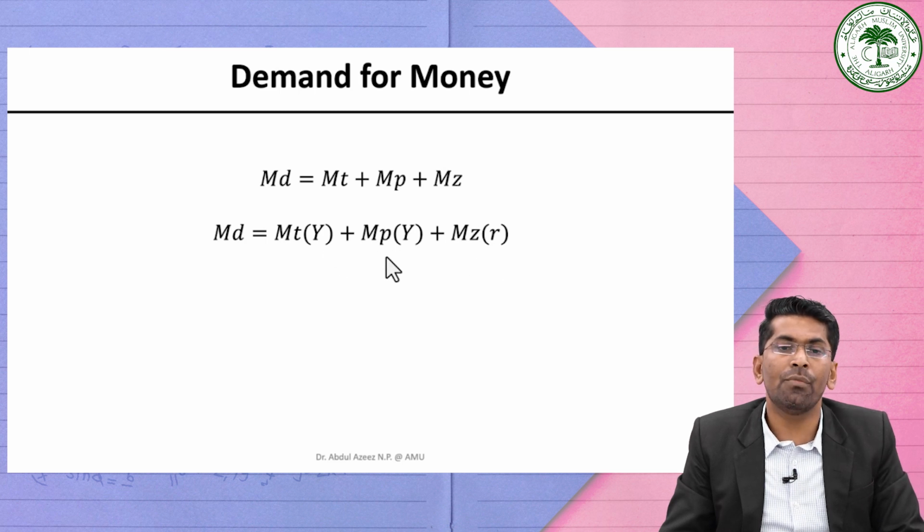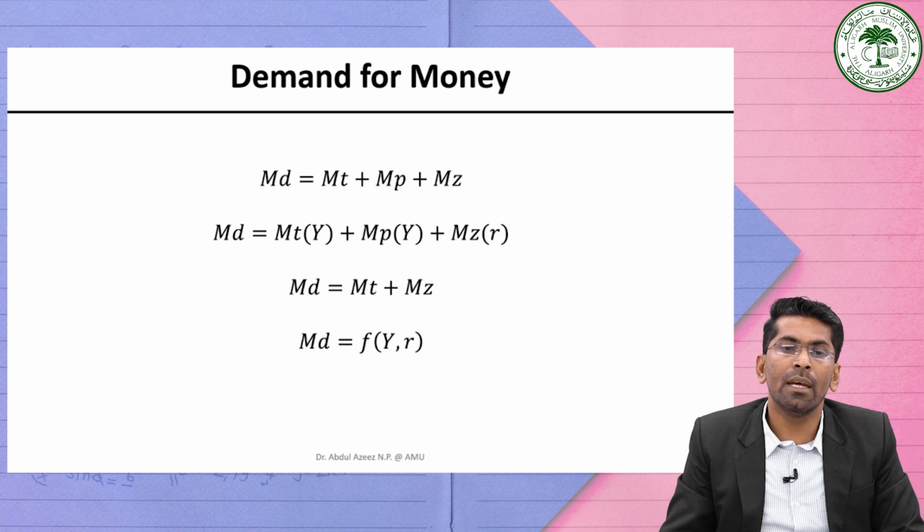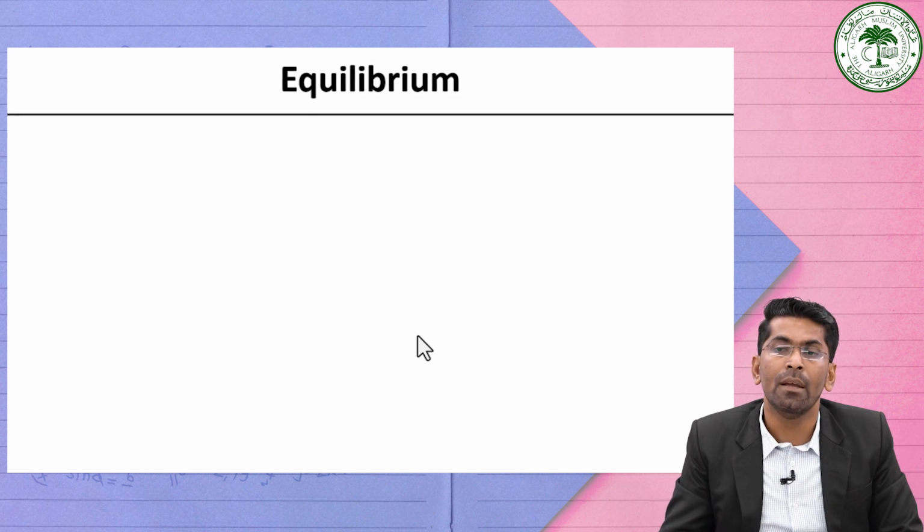So these two are functions of level of income. We are writing it only once. The precautionary demand for money and transaction demand for money we are denoting in terms of MT, and MZ is denoting the speculative demand for money. So here the total demand for money is a function of level of income and the rate of interest. And this equation represents the total demand for money as a function of both the level of income and the rate of interest.